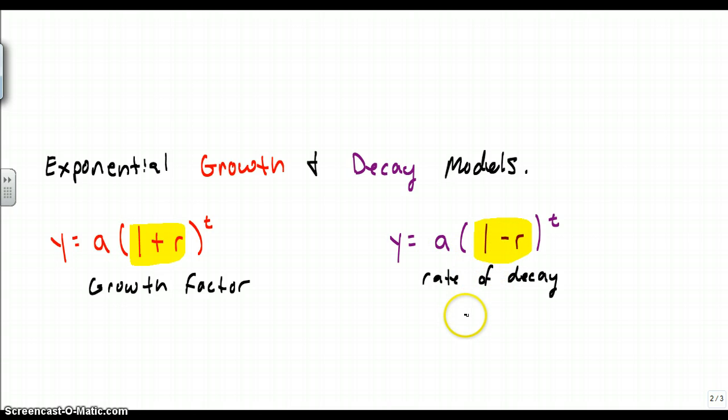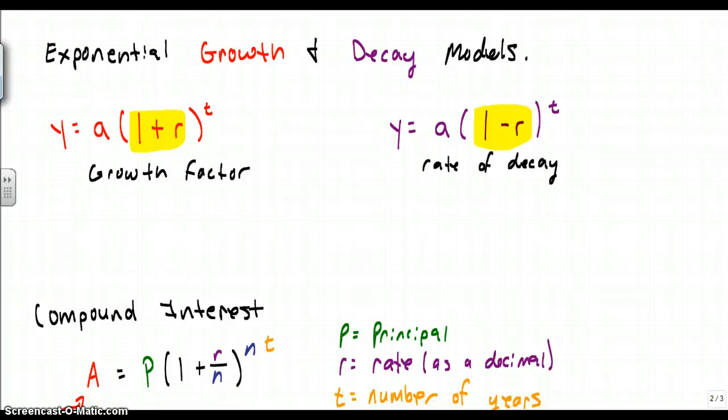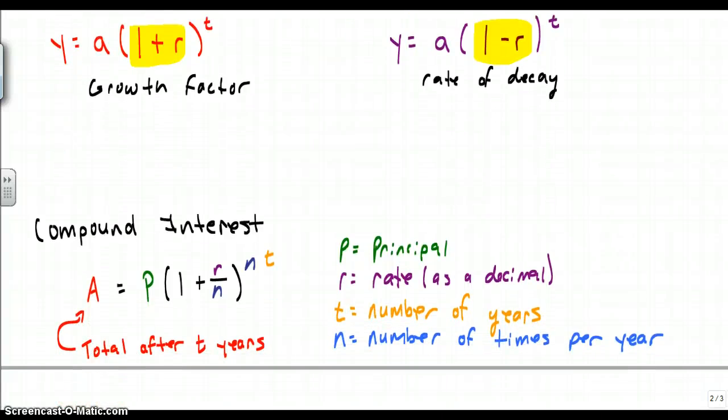And these models are used, for instance, in population growth, or a zombie apocalypse. If one zombie bites you and then you bite 2 people and then they bite 2 people and so on and so forth. The spread of disease. And decay is usually used in science. We talk about radioactive decay, half-life, things along those lines. Or you can even talk about depreciation. That's a decay model also when you buy a car.